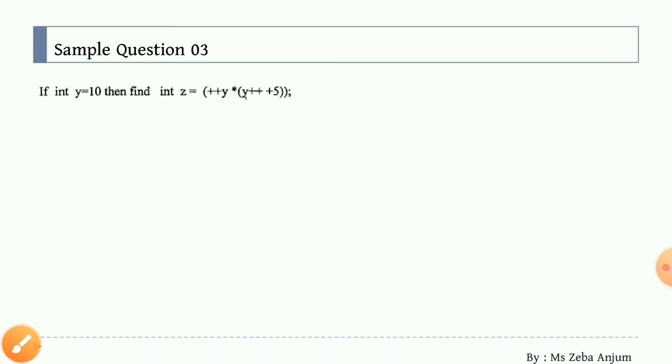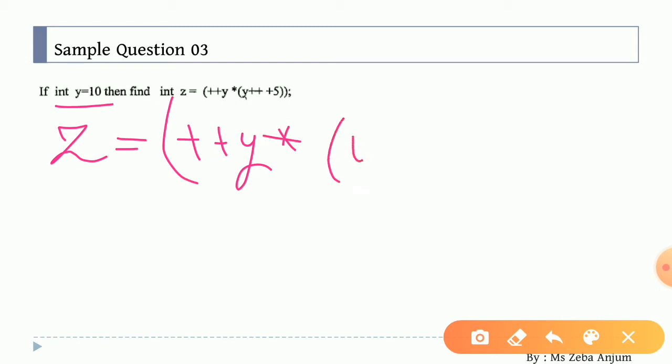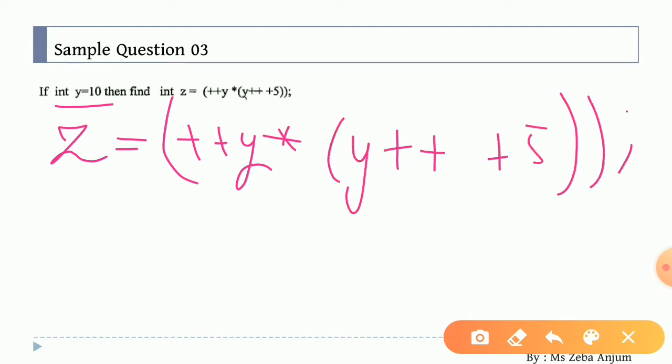Moving forward, we are having sample question number 3. See, now see this question. We are having y equals 10 and see the expression z equals ++y * y++ + 5. So firstly let us write down the expression, that is z equals plus plus y multiplied by y plus plus, then plus 5. Okay, over here y equals 10.